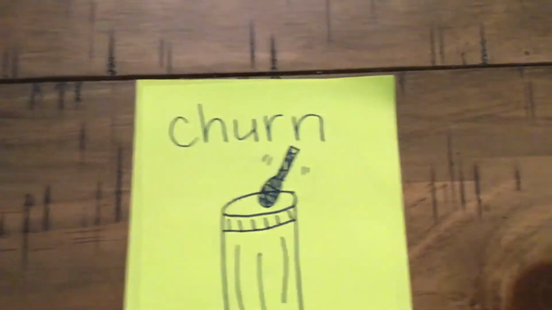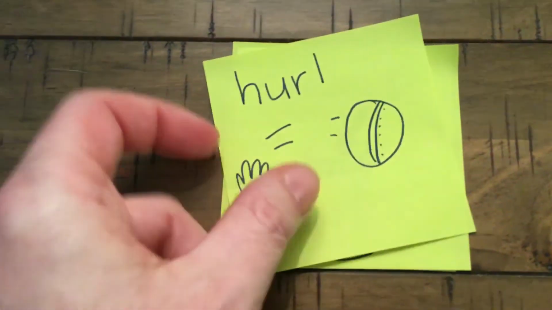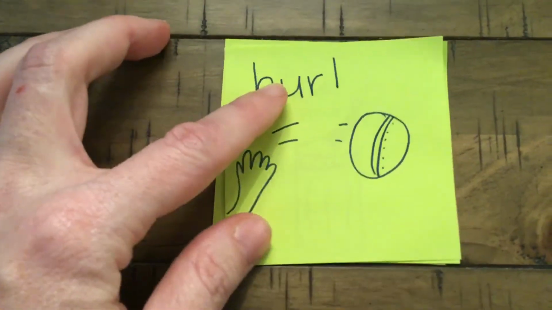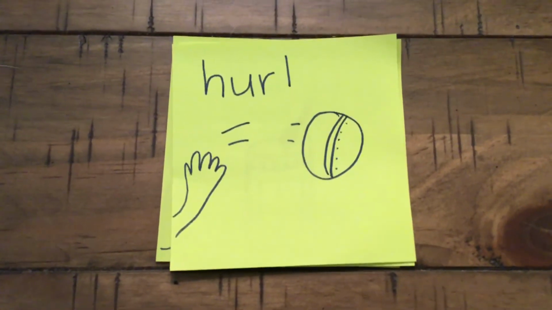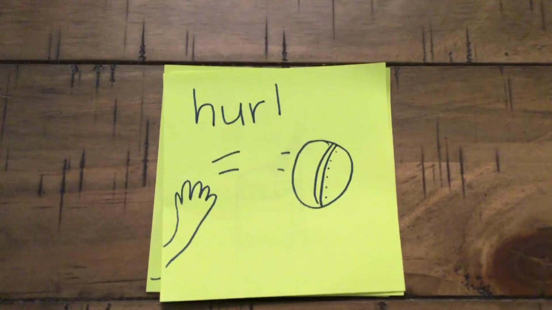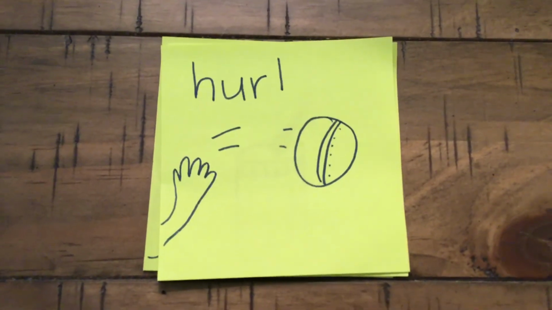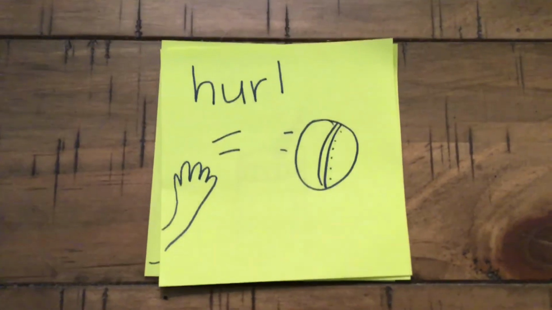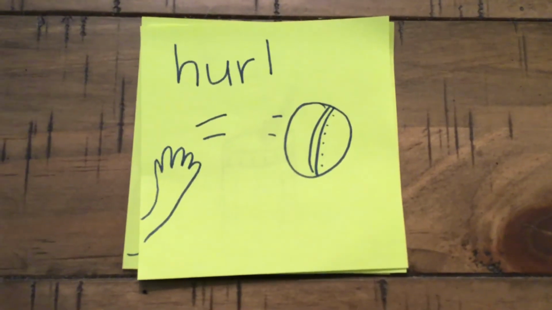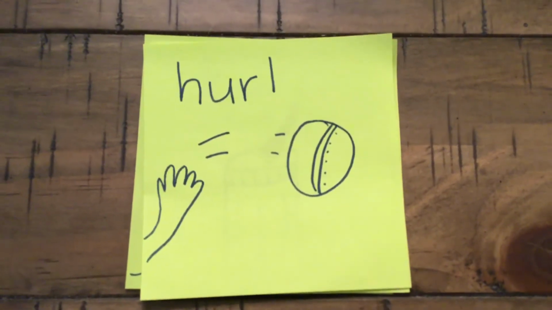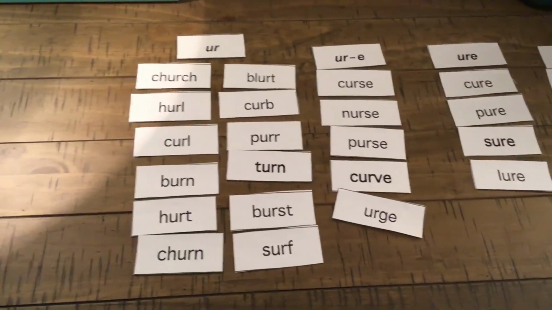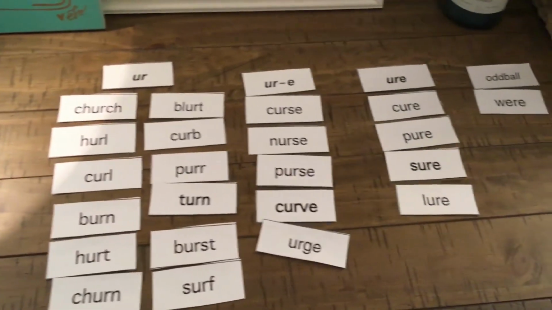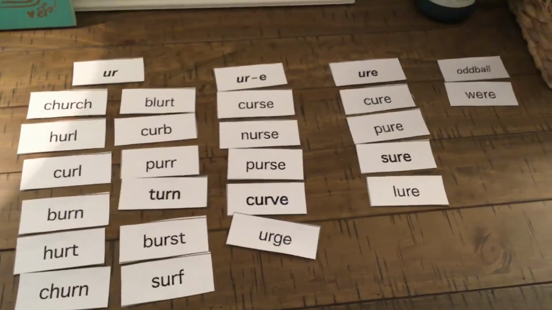And then the last one I wanted to show you is hurl. And so I drew a hand throwing a ball. We could also say he hurled the ball across the field, or hurled the bowling ball down the aisle. So again, you're looking at you are again this week. You are. You are again with the silent E.